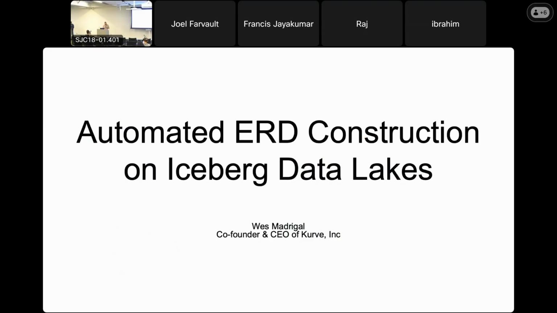So we're going to talk about automating entity relationship diagram construction on Iceberg data lakes. And my name is Wes Madrigal, co-founder and CEO of a little company called Curve. We spun out of a research institute just down the road from here about a year and a half ago called SRI, where I incubated the company, formerly Stanford Research Institute, no longer associated with the university.